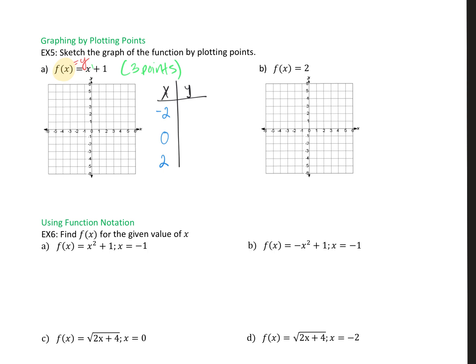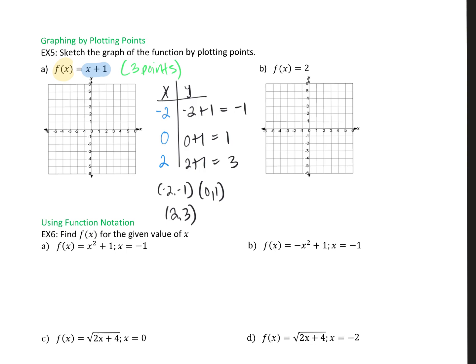So if x is -2, my function is saying, take that input of x and then do what to it? It's telling me to add 1 to it. Take x and then add 1. So my x value for the first one is negative 2, and then we're going to add 1 to that. That's going to be negative 1. For 0, that's going to be 0 plus 1, which is 1. And then 2 is 2 plus 1, which is 3. So the pairs that I have are, I'll just write them out, (-2, -1), (0, 1), and (2, 3). So let me go ahead and graph those.